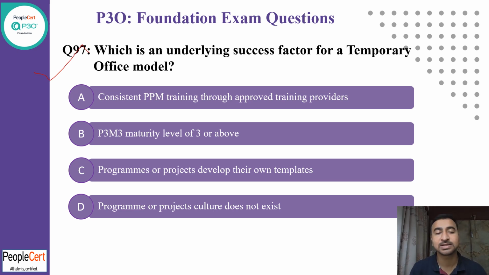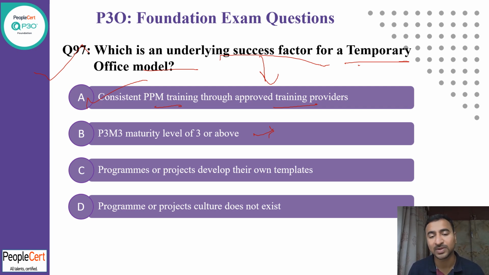Question number 97, which is an underlying success factor for temporary office model? Temporary is project program offices. Consistent PPM training through approved training providers, yes, that may be the critical success factor. P3M3 maturity level 3 and above, that is not required for temporary offices. Again, that is good, but it is not a mandatory prerequisite.